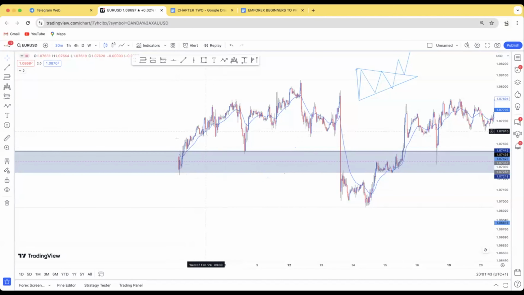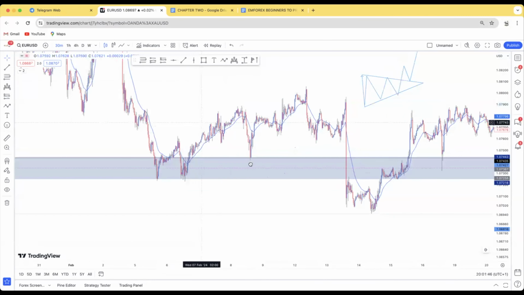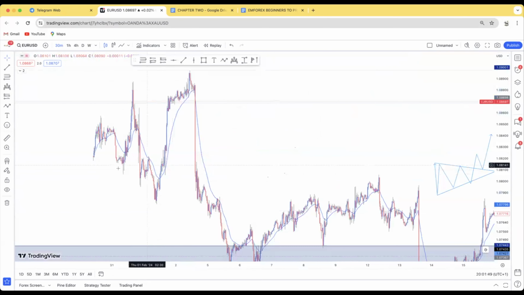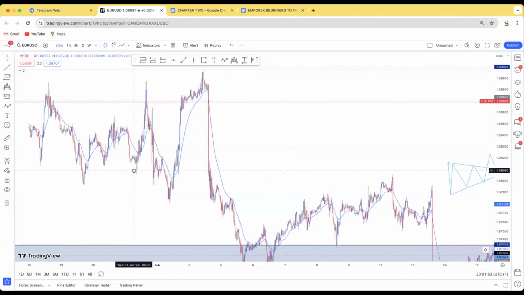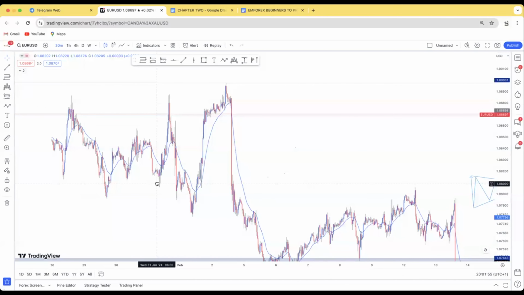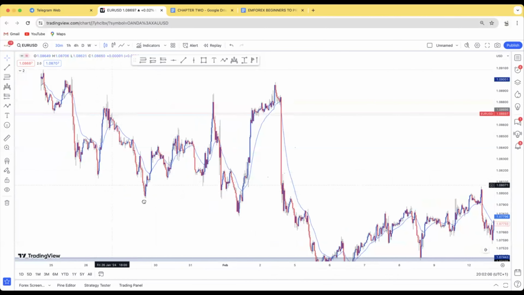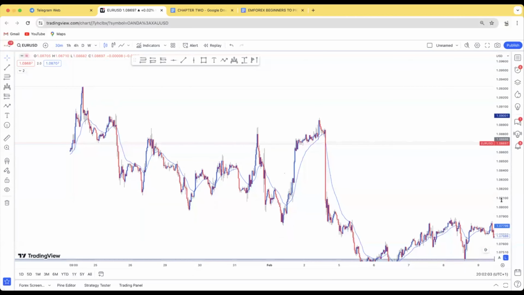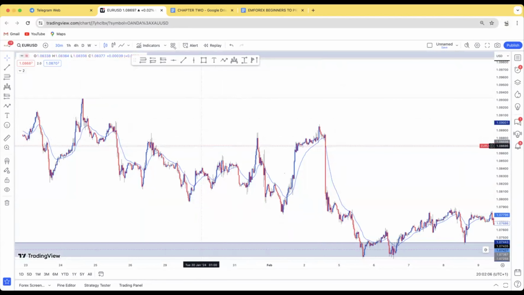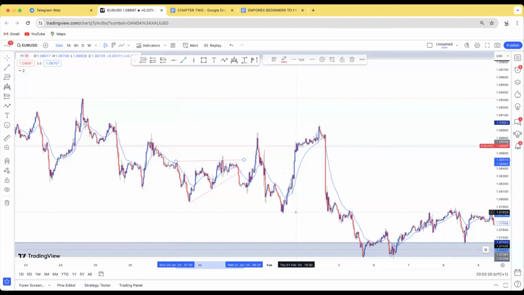So let's see. If it's not here, then it's not here. It's not compulsory that it's formed every single time, but let's see this one here. Something like this. It formed the triangle, gave us this pattern, then we had the breakout.